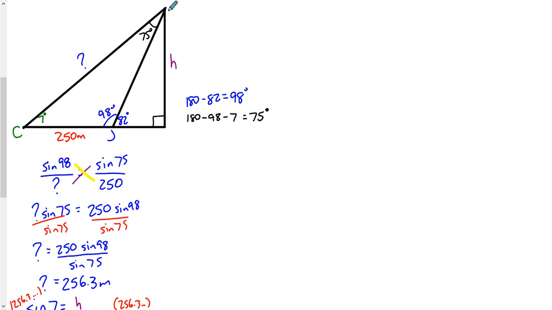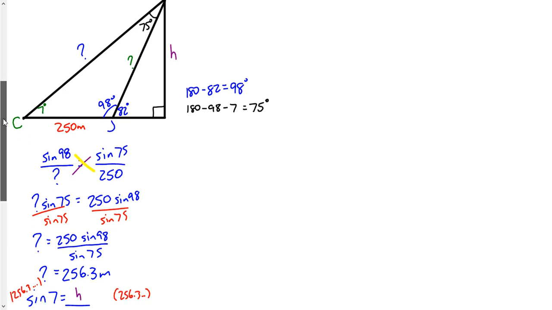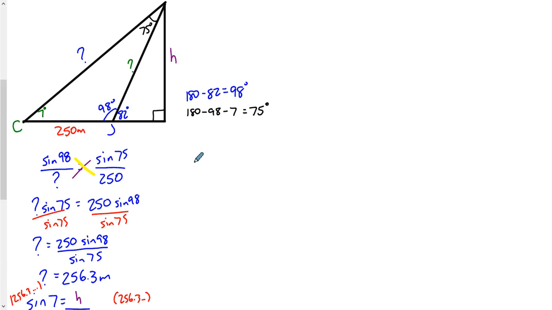We could have calculated this side. So if I calculated that side, I'll call it green question mark, I could have used sine of 7 over question mark equals sine of 75 over 250.